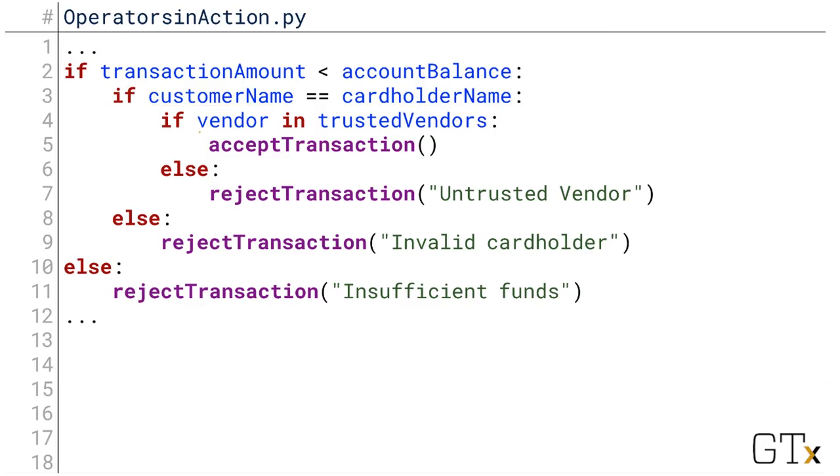And similarly, if vendor in trusted vendors, we can probably infer that trusted vendors is a list of places that we trust, and vendor is the current vendor where this purchase is happening. If the current vendor is a trusted vendor, then we might approve the transaction.